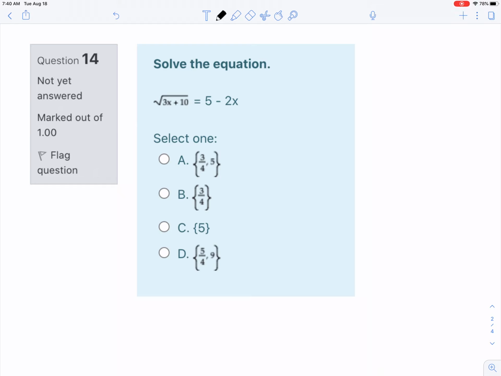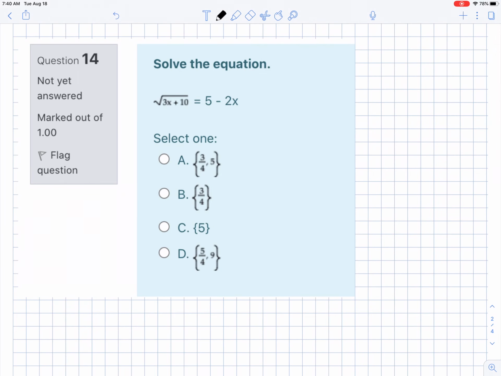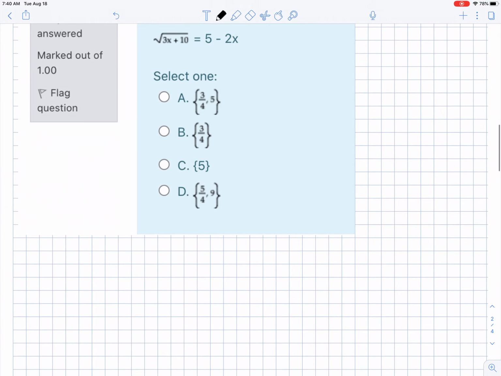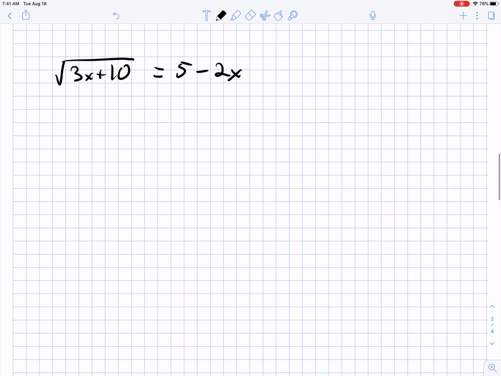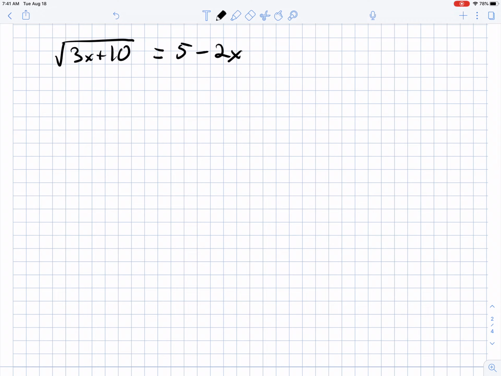So we're asked to solve this equation. I usually like to start with graph paper. And let's start by getting a copy of the original, right? So we'll start with the square root of 3x plus 10, and then we have equals 5 minus 2x, okay? So we're asked to solve this.